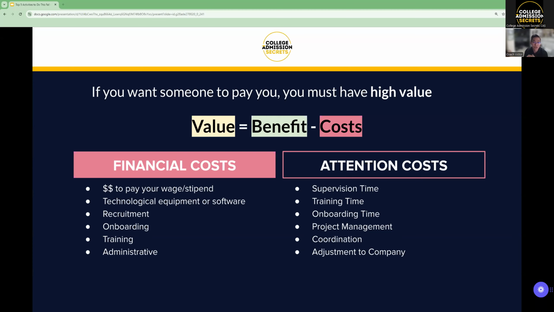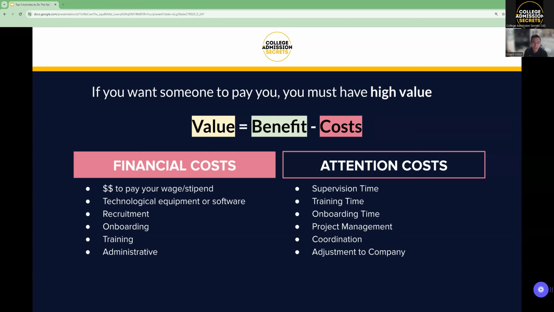For those who are always looking for internships and asking what are the best internships, well, maybe first ask yourself, will it cost me more to hire you as an intern, or will you actually benefit me more, right? If your costs outweigh the benefits, then of course I'm not going to hire you, right? Because I don't want to spend my additional time on you.